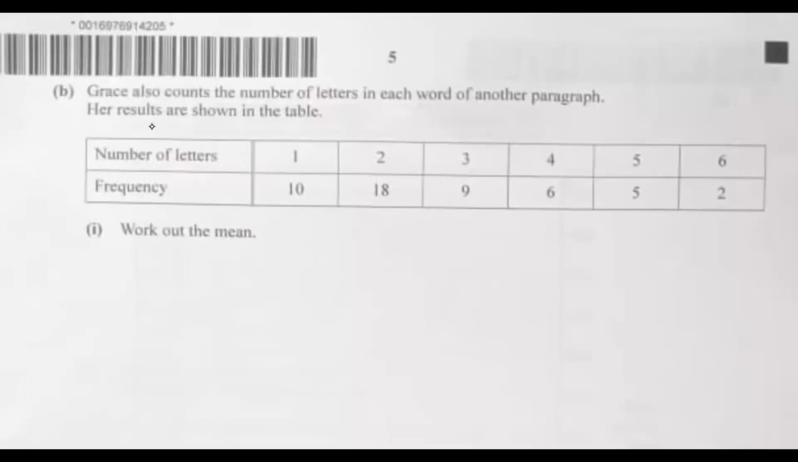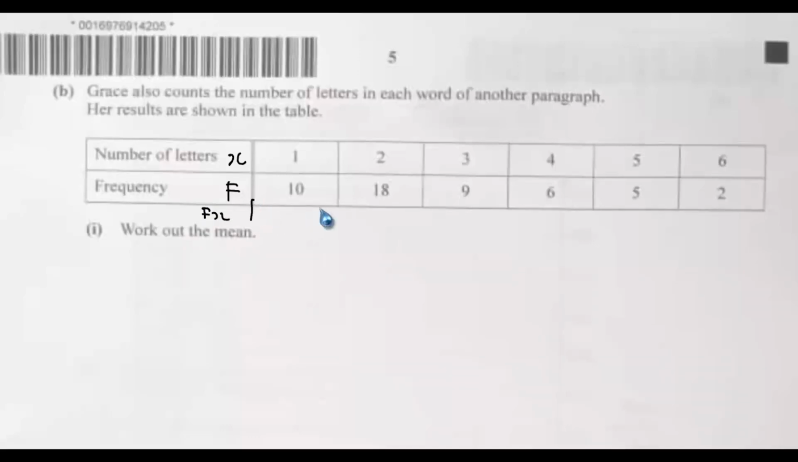Here, Grace also counts the number of letters in each word of another paragraph. Her results are shown in the table. So this is our results. Work out the mean. If you take this one to be your X and this one to be your F, you need another row. You can call that Fx like this.